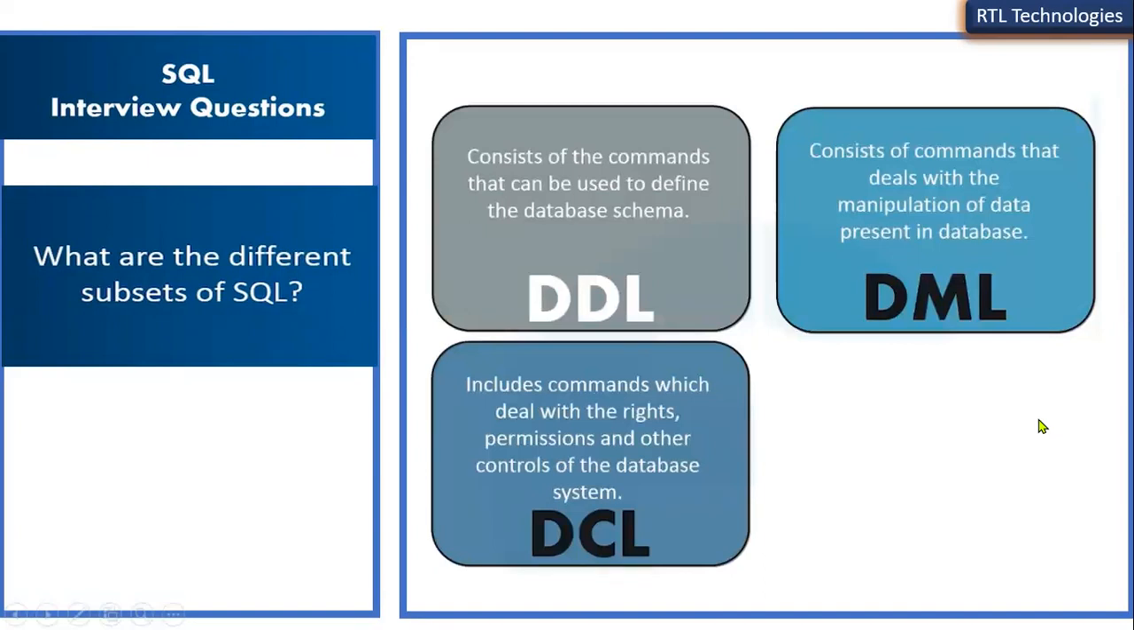Then DCL commands. It includes commands which deal with the rights, permissions, and other controls of the database system. Once our database system is ready, we'll give access to multiple employees in our project. It means multiple users try to connect with the database and perform operations. Whenever we give permission to the user, we have to take care up to what level we would like to give the rights or permissions and other controls.